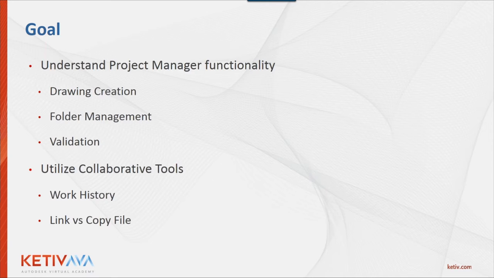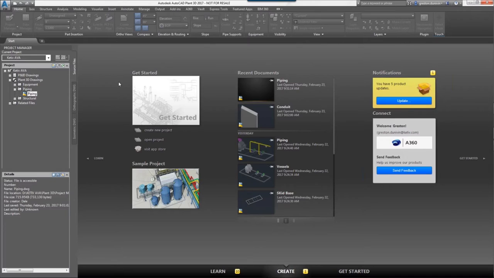Then we're going to get into what we're going to call utilizing collaborative tools. This will be things such as the work history, and we'll also talk a little bit about the difference between link and copy file, because both of those are present inside Plant 3D, and they both have their separate uses. So let's go ahead and switch over into the Plant 3D environment.